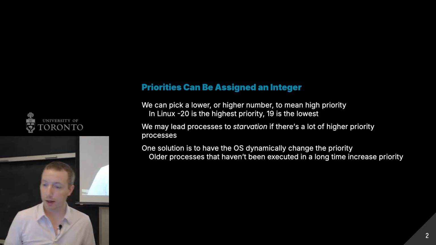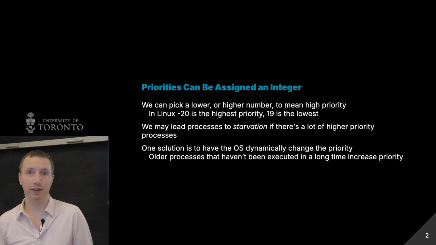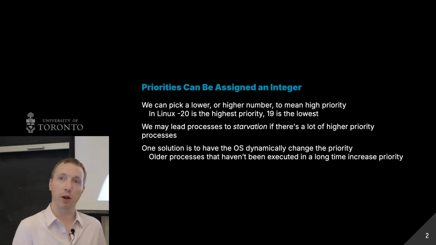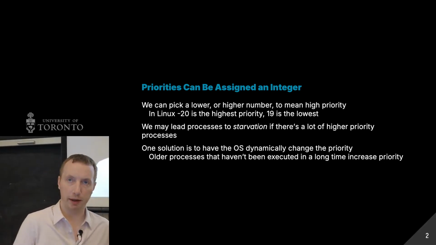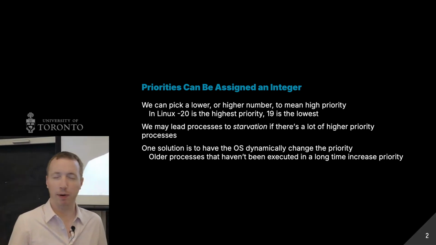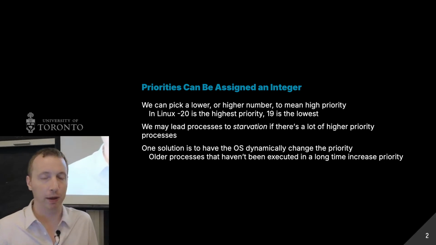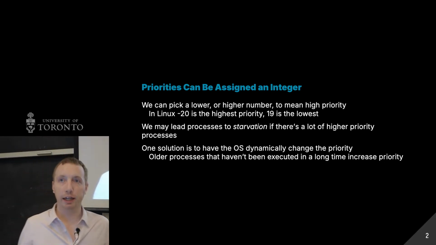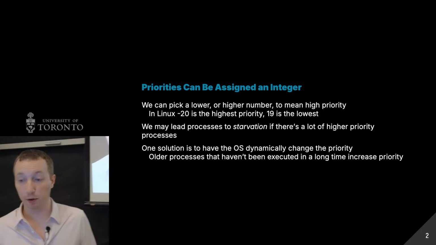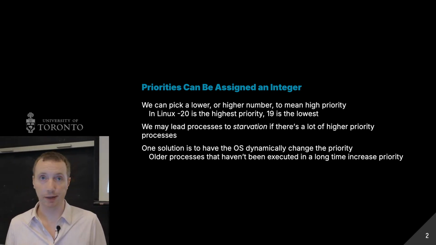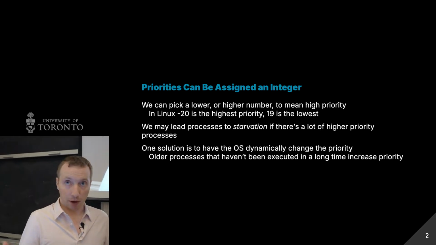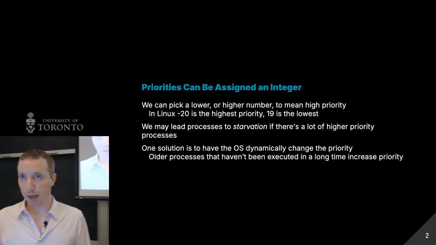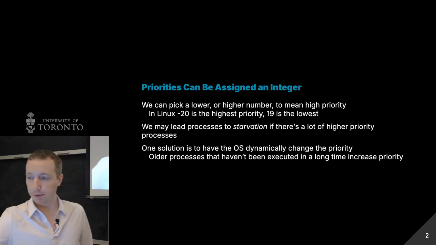In Linux, at least, -20 is the highest priority, so they picked the lower the number, the higher the priority. So that would make for them, again, don't ask me why they made this scale. I don't know why they picked these numbers. 19 is the lowest priority, or highest number. So this is how your processes on Linux interact, but by default, you probably just take the default priority and you live with it.